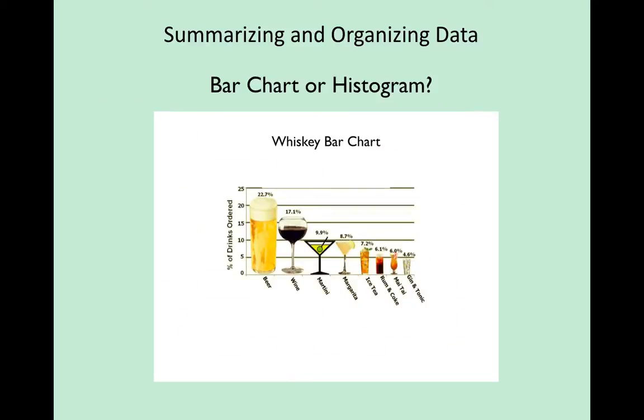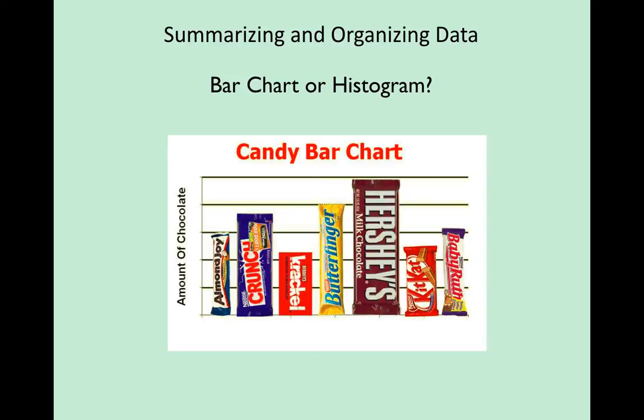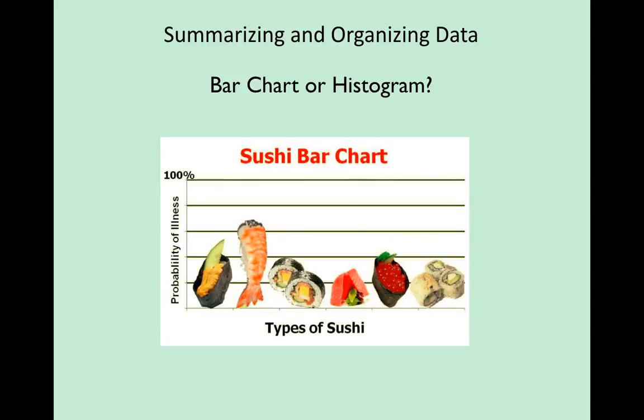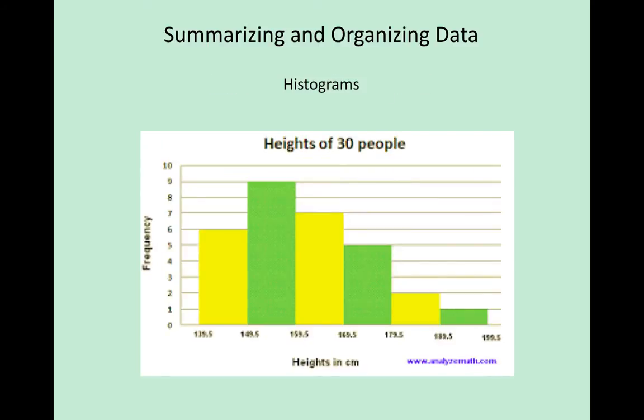Okay, here's another kind of bar chart, whiskey bar chart or candy bar chart, and of course the ubiquitous sushi bar chart. That's as close as we get to jokes and statistics, so I'll move on from that. Another kind of bar chart, or column chart, that we see is called a histogram. Histograms are like bar charts, but instead of representing nominal data, they're used to represent numerical data.